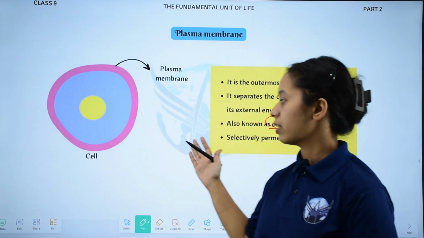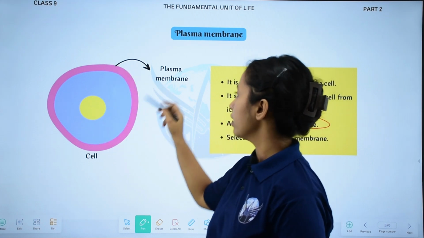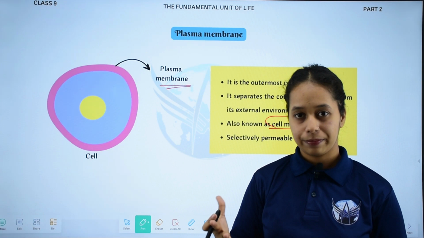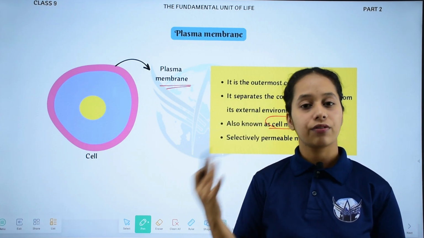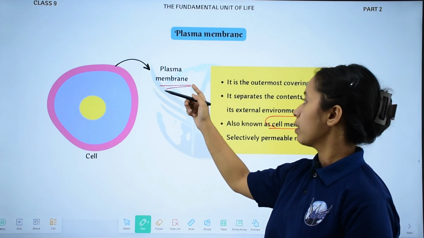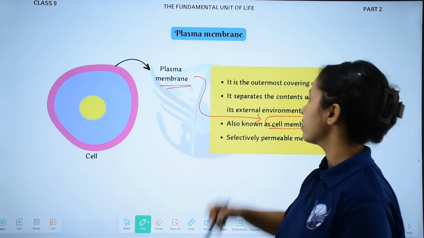Let us look at the cell again. This is the general representation of a cell. The outermost covering is the plasma membrane. What is the plasma membrane? It is a boundary, a protective covering, and it separates the inside and outside of the cell. And the plasma membrane is also known as the cell membrane.